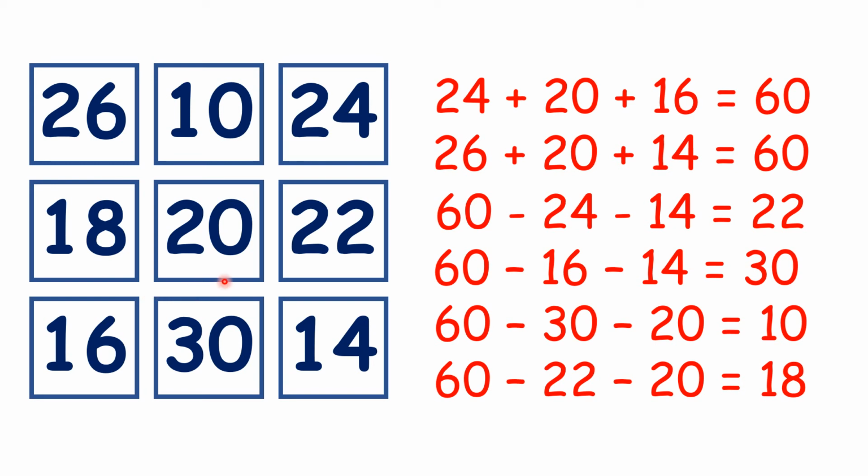So now we have a magic square where every row, column, and diagonal adds up to the same number, adds up to 60.